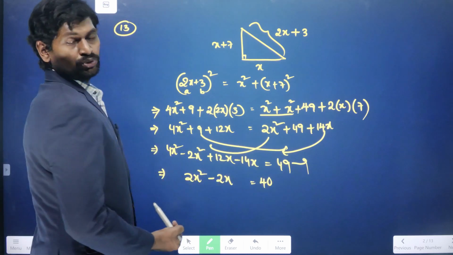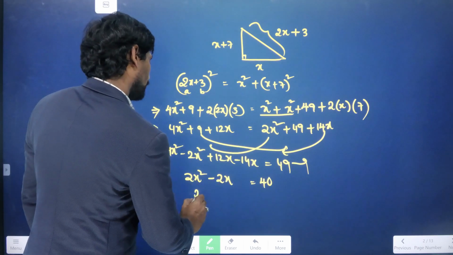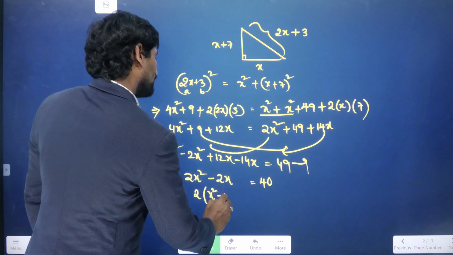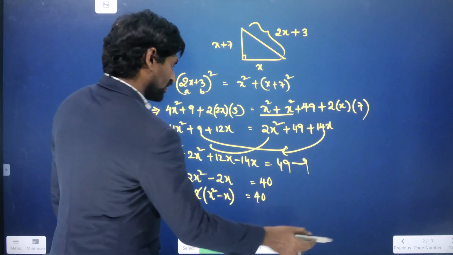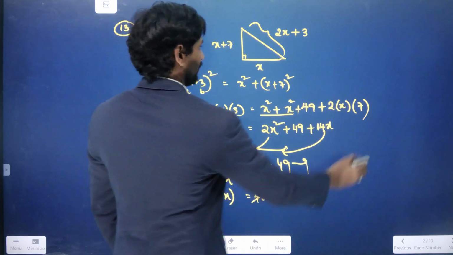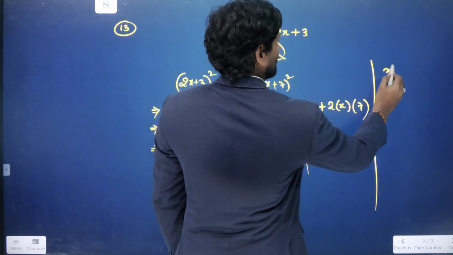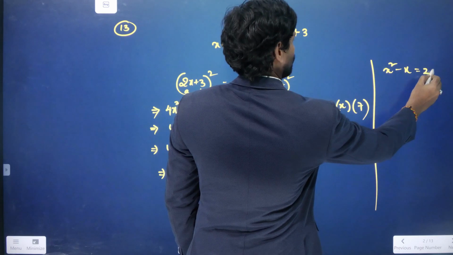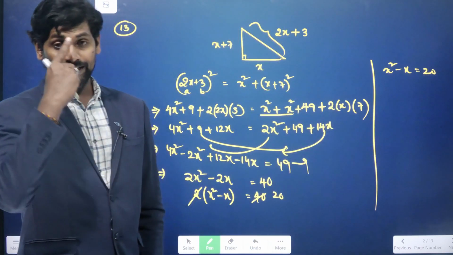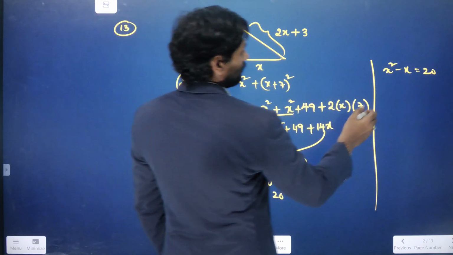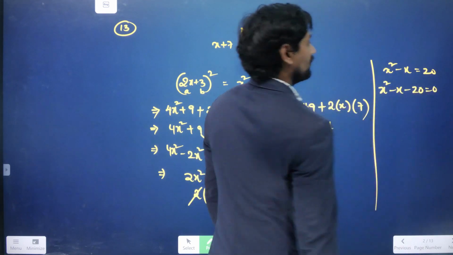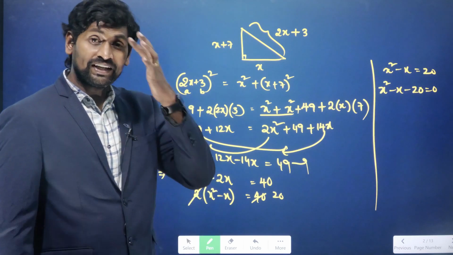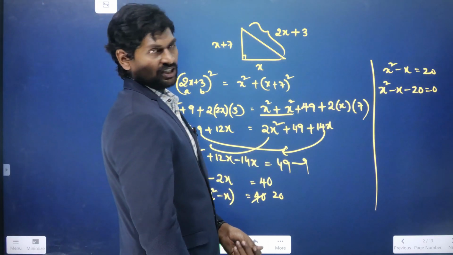All will come with 2 as a common factor. Taking 2 as a common factor, we still have x square minus x equals 40. 2 is multiplying, so when you transpose, divide, 20 will be the value. That means x square minus x is equal to 20. Bring the plus 20 to this side, it becomes minus 20. It is nothing but a quadratic equation. So try to find the factors of this by splitting the middle term.